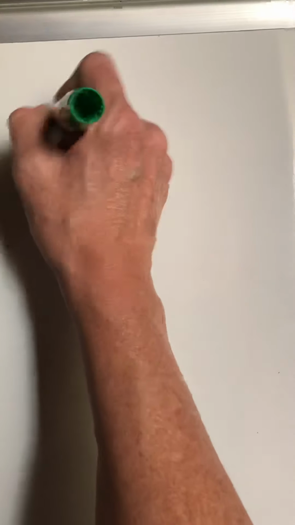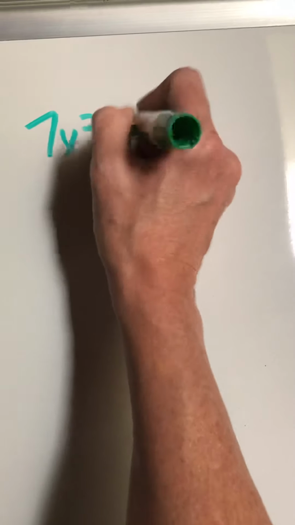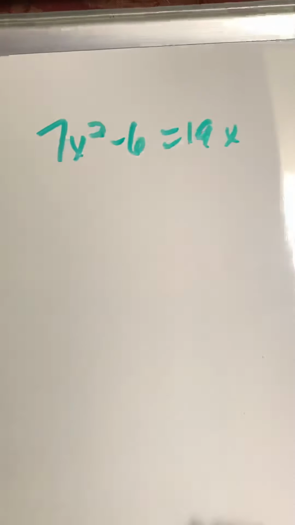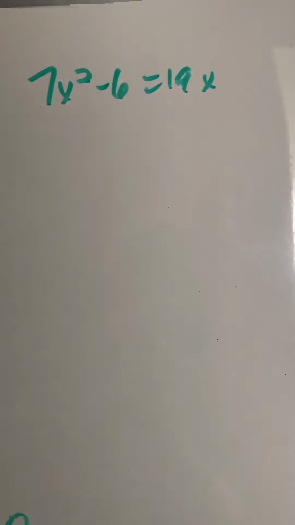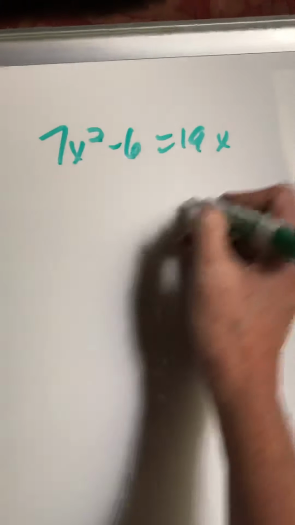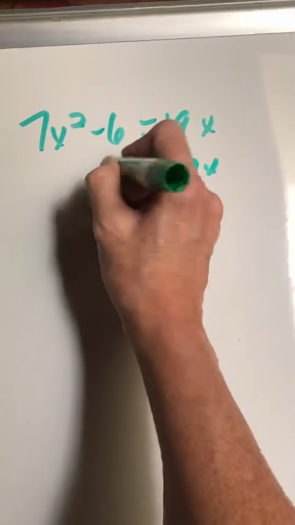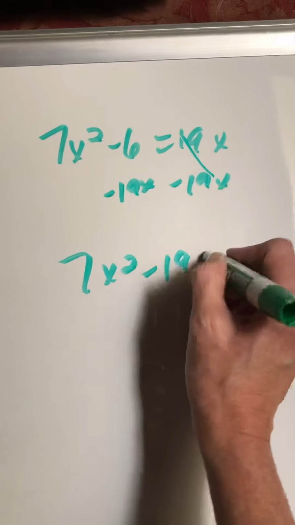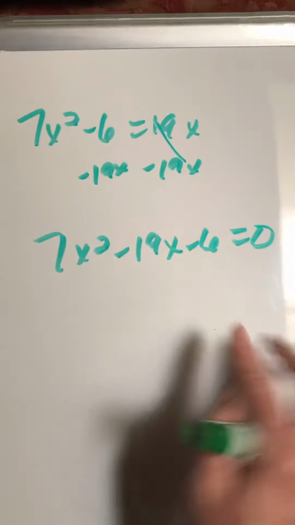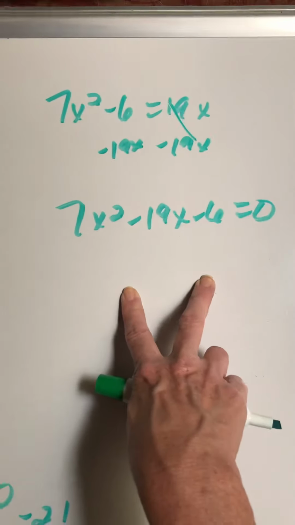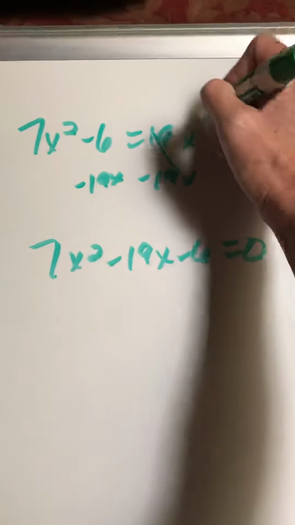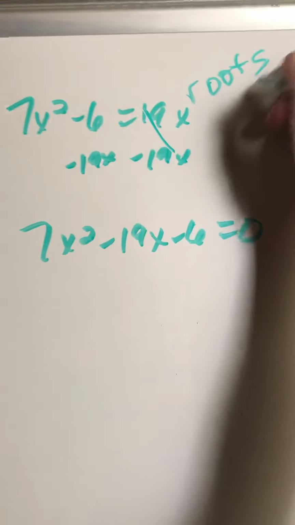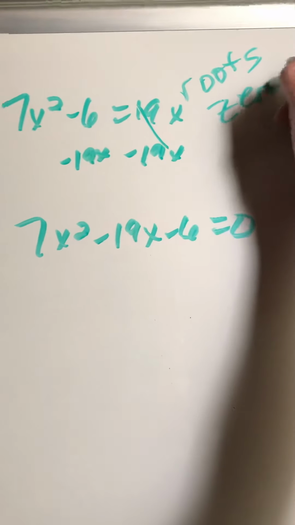Okay, let's see. 7x squared minus 6 equals 19x. So again, going to move that 19x over because we need it to equal 0 so we can solve. Whenever there's an equal sign, that means you're wanting to solve. That means you not only factor, because it'll usually say solve by factoring, or it could say find the roots. If it says find the roots, find the zeros, this is what you're doing, okay?